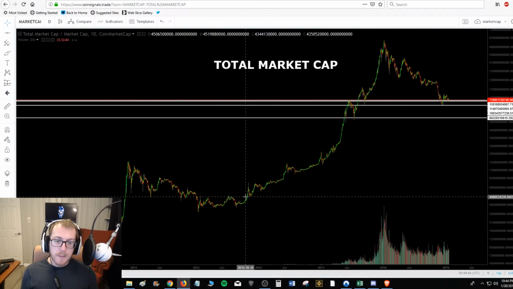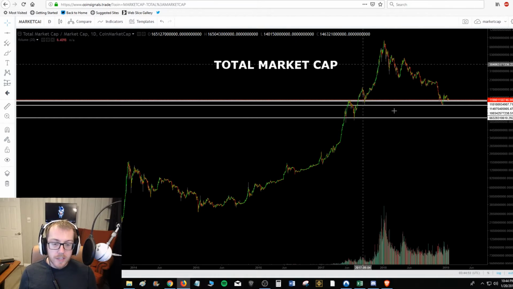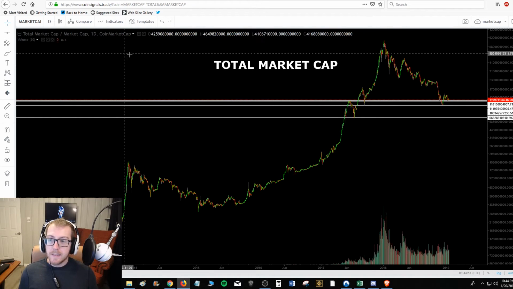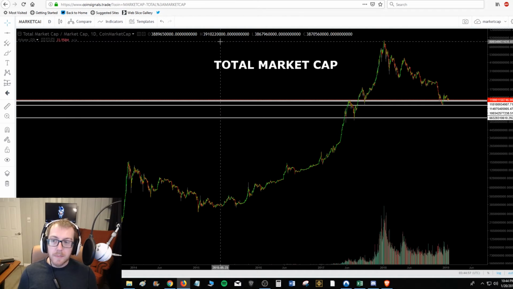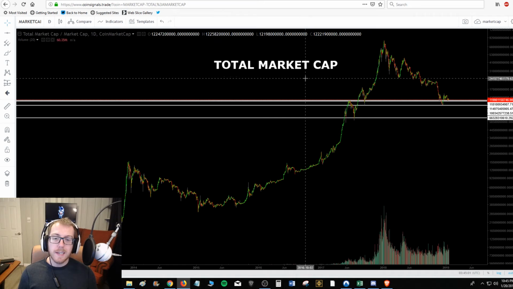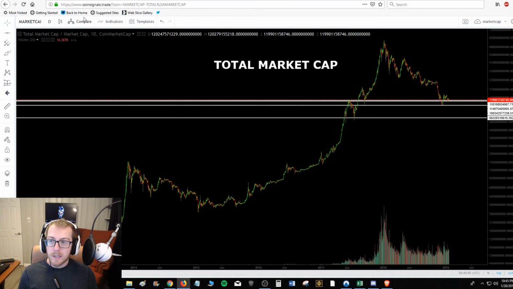Now the total market cap is going to give us a better idea of what's going on in the bigger picture. This includes Bitcoin, Ethereum, Litecoin. Every single cryptocurrency out there is charted on here, and they get this data directly from CoinMarketCap. I'm on the website coinsignals.trade, but you could also find a very similar chart on TradingView.